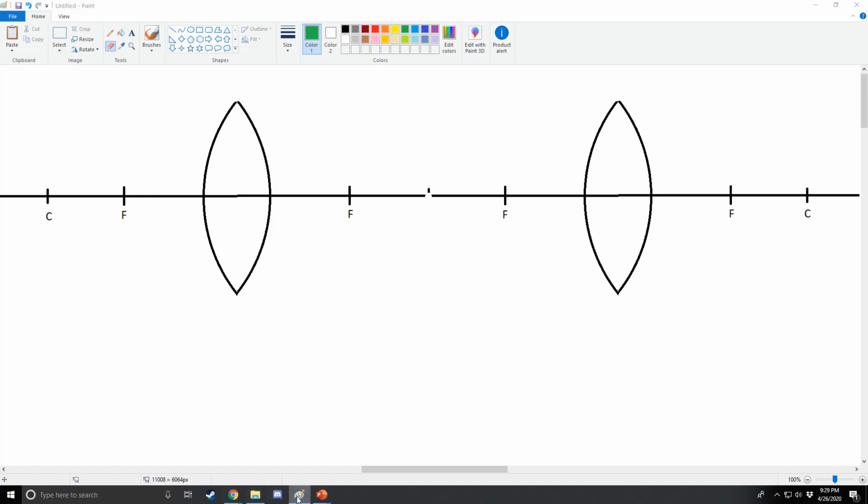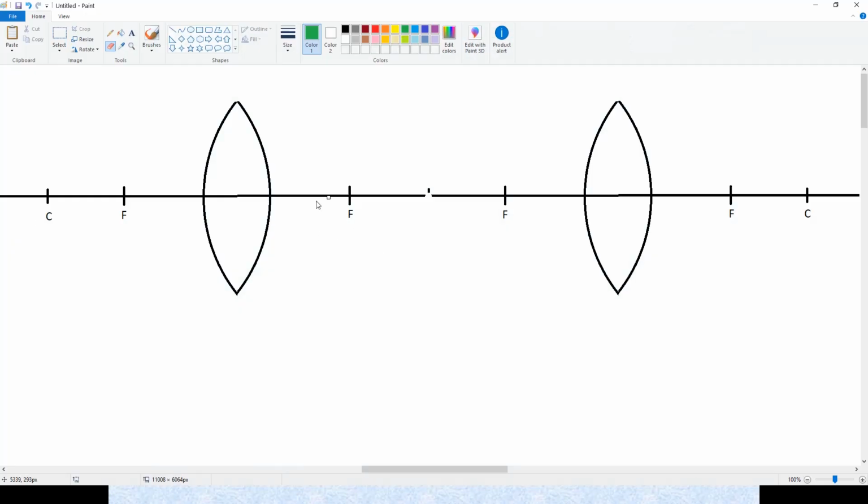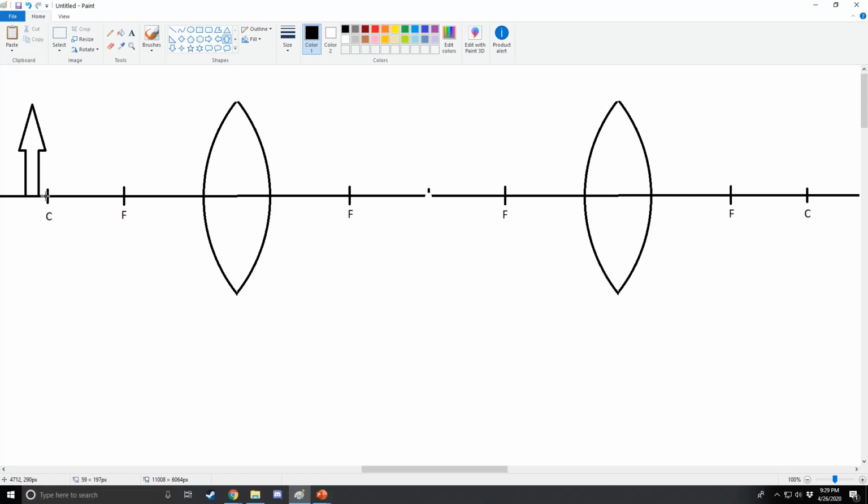Alright, let me check some of the numbers. 20 and 25, and they're 80 apart. 20, 25, 80. Sure, that should work out. And it's going to be placed over here. Make it a little smaller. So the lines are going to be done like this. So we go, are they both converging? Just want to double check that.